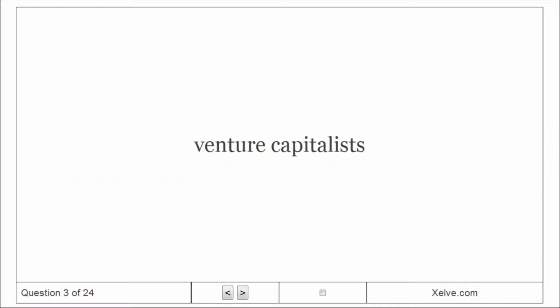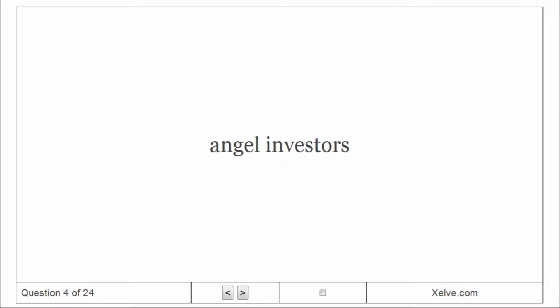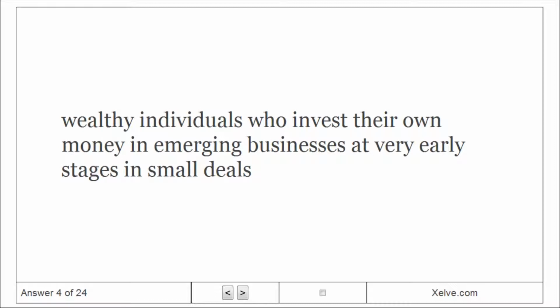Venture capitalists: individuals or firms that help new businesses get started and provide much of their early stage financing. Angel investors: wealthy individuals who invest their own money in emerging businesses at very early stages in small deals.